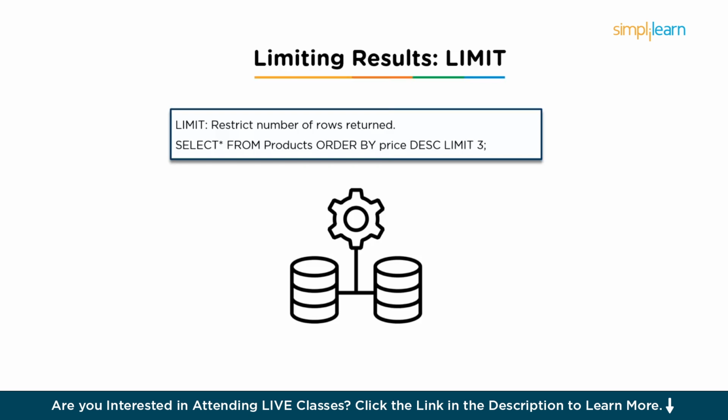For example, if you want to find the top 3 expensive products, you would combine select asterisk from products order by price decrease to ensure that they are sorted from the highest to the lowest, and then add limit 3. This command is particularly useful in scenarios like implementing pagination in web applications, or when you are performing exploratory data analysis and just want to sample a portion of your data to understand its structure and content without overwhelming your system on your screen. It's a fundamental tool for optimizing query performance and managing output.